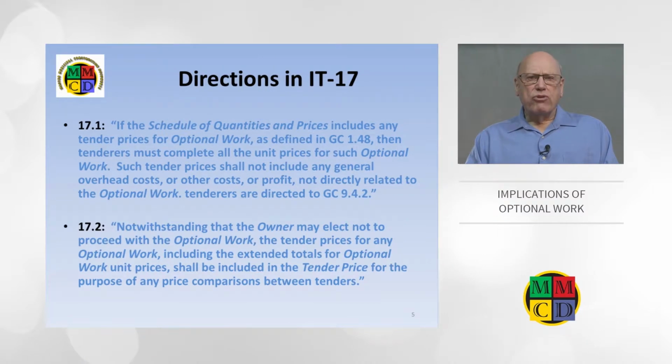IT 17.2 warns the owner that even though some optional work items may not get built, the owner is obliged to include all optional work items when evaluating the bidder's total price for tender comparison purposes. This is also a warning to the bidders that they must be competitive on these items too, for their costs will be included in the total tender price. This will help ensure that no games are played with optional work pricing.